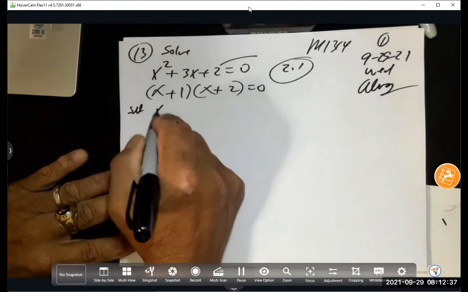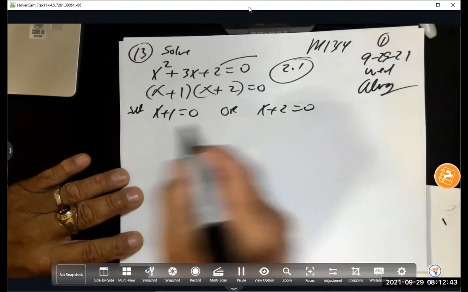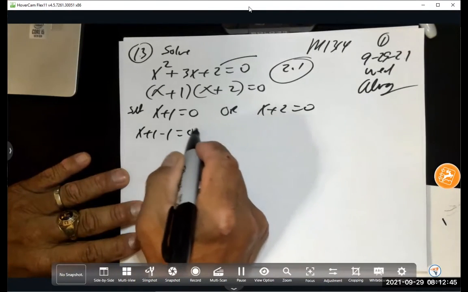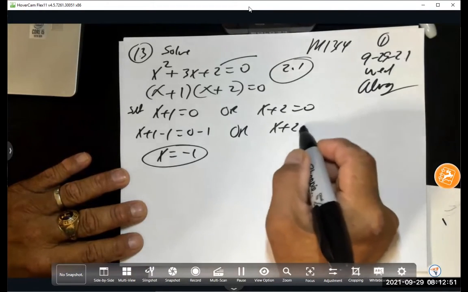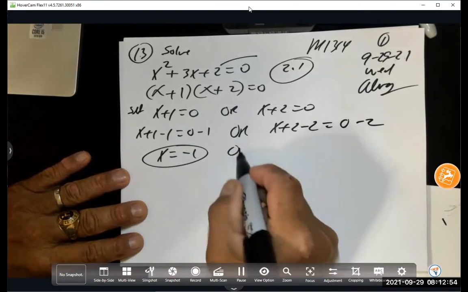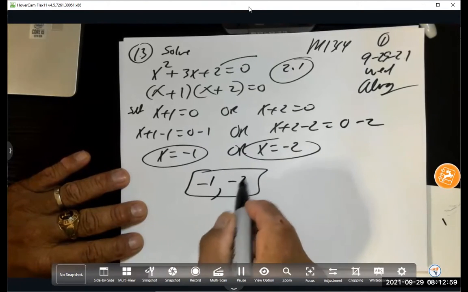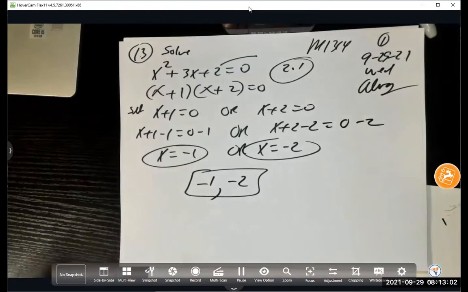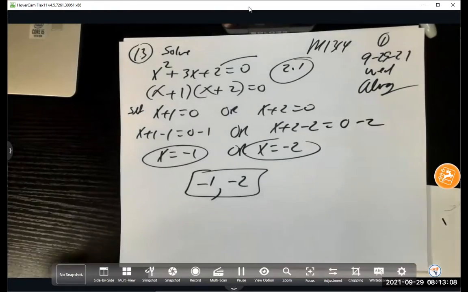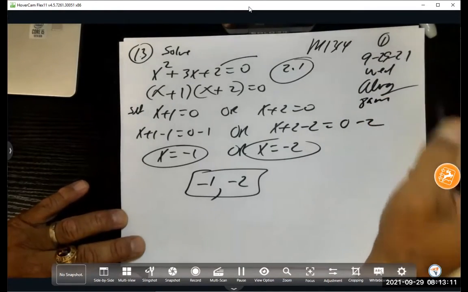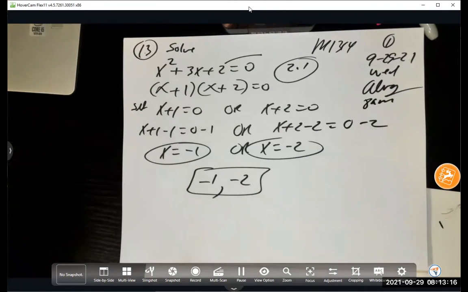Now you set x plus 1 is 0, or x plus 2 is 0. X plus 1 minus 1, and 0 minus 1, so x is negative 1. Or x plus 2 minus 2, 0 minus 2, so x is negative 2. So the answer for this one is negative 1, negative 2. Is that okay from a long time ago? Yes, sir.